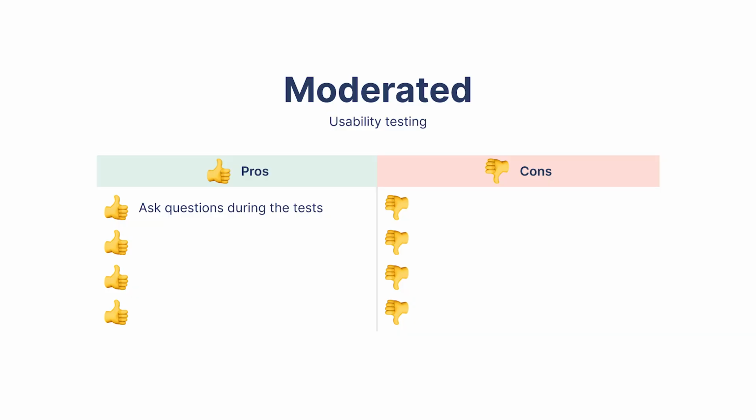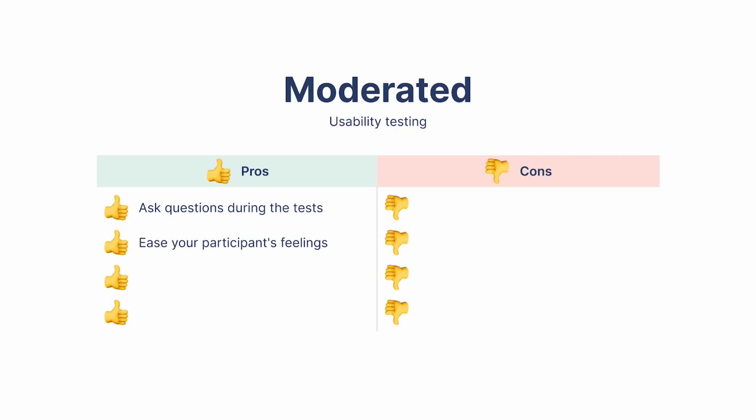The pros of a moderated test: you're able to ask questions during the test. So if you see something within the behavior that you want to elaborate more on, then you can deep dive more into that conversation. You're also able to ease your participants' feelings towards the test. More often than not, participants feel like they are personally being tested. They start apologizing for making mistakes. If you're a moderator, you're able to ease the participant and tell them that it's not their ability, it's not that they are doing something wrong, the product is failing them if we can find issues within the product.